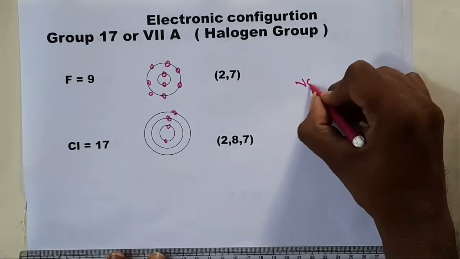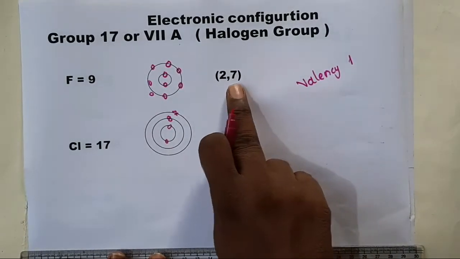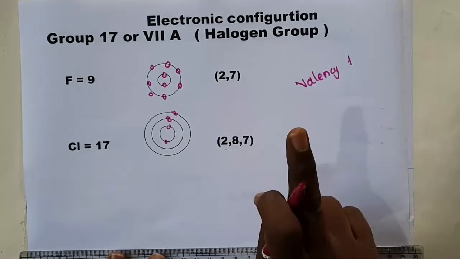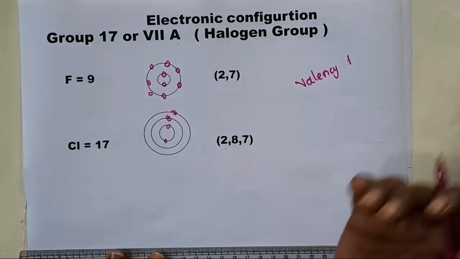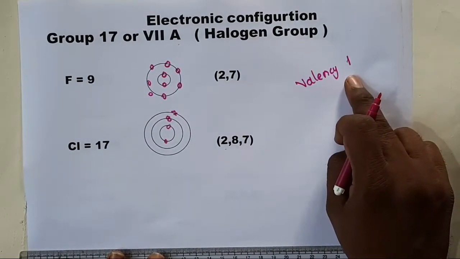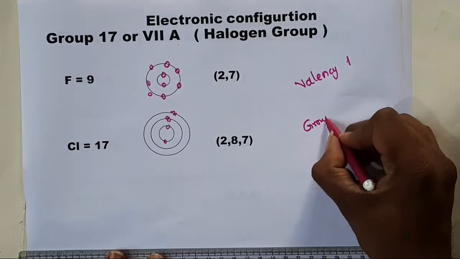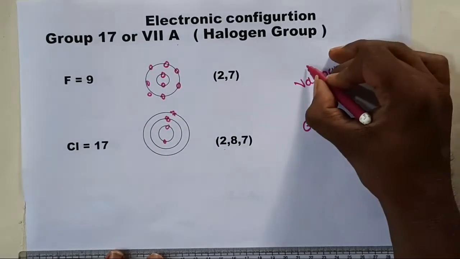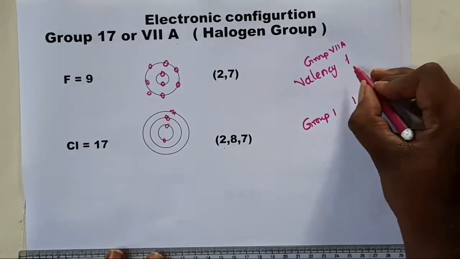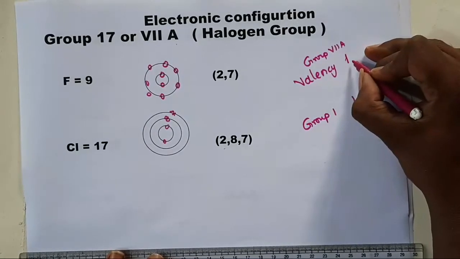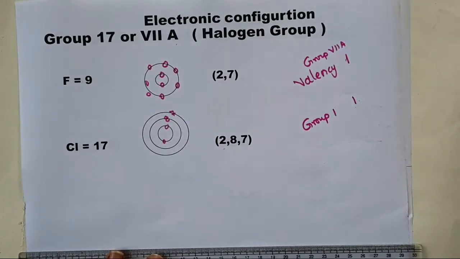Now what is the valency? The valency is 1. Why? Because to complete the octet, it requires only 1 electron. It will become 2, 8. It will become 2, 8, 8. So it accepts 1 electron. So the valency is 1. So all the halogen group valency is 1. In group 1, you see the valency is 1, and in group 7A also the valency is 1. But the difference is these are metals, these are non-metals. Here it gives an electron, here it accepts an electron.